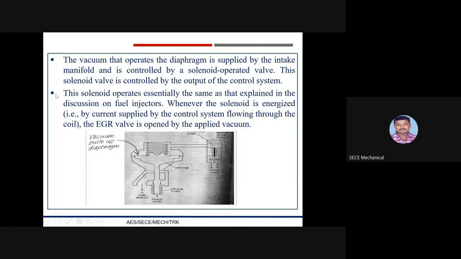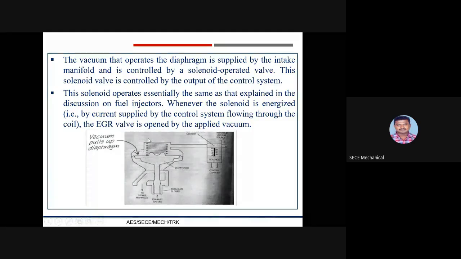In this case, the vacuum that operates the diaphragm is supplied by the intake manifold, and that is controlled by a solenoid operated valve. This solenoid valve is controlled by the output of the control system. This solenoid will operate essentially the same as that explained in the discussion on fuel injectors. Whenever the solenoid gets energized, whenever there is power supplied, the EGR valve is going to get opened because it is energized.